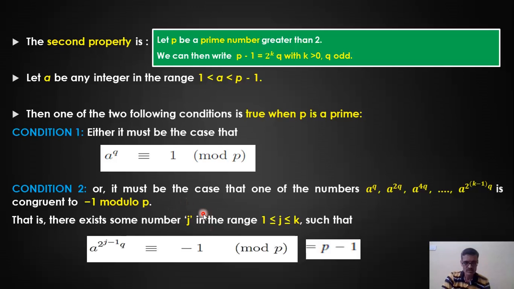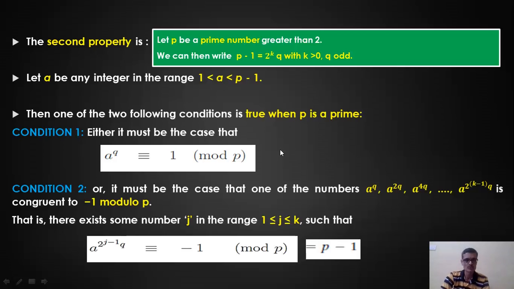So for any value of, say, j which is between 1 and k, that is, j is greater than or equal to 1 and less than or equal to k, if this condition is satisfied, then I can say that the given number is a prime number. That is, a to the power 2 to the power j minus 1 into q is congruent to minus 1 mod p, which is equal to p minus 1. So I have to prove either this, and if this is not the case, then I have to check for this. If this is equal to p minus 1, then I can conclude that the given number is a prime number.